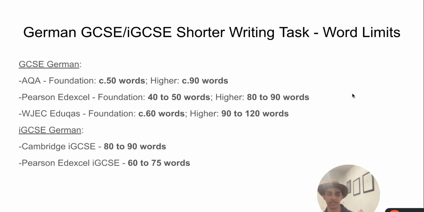Okay, so these are the exact word limits for the shorter writing task. As I mentioned, they do vary from exam board to exam board, and from foundation tier to higher tier as well. So do make a note of how it will be for you. This is correct for September 2025. But it's not a bad idea at all to keep up to date with the latest papers on your particular exam board's website. So don't hesitate to do that. Definitely good to be aware of these word limits. You'll notice that they do vary quite a bit from one exam board to the next.